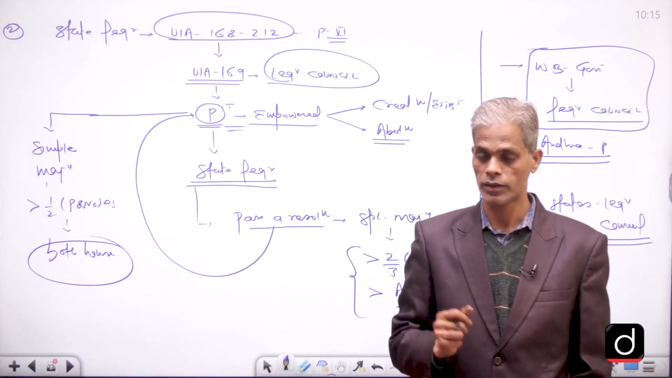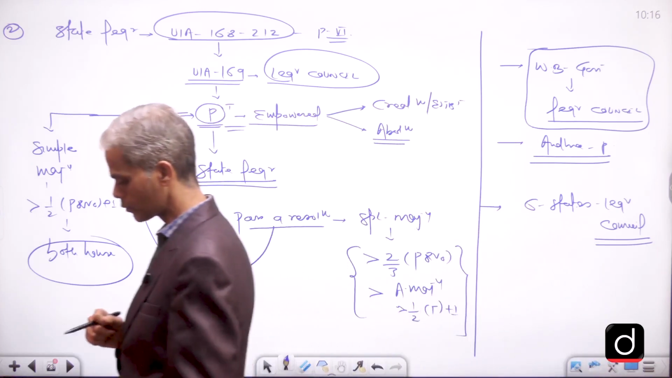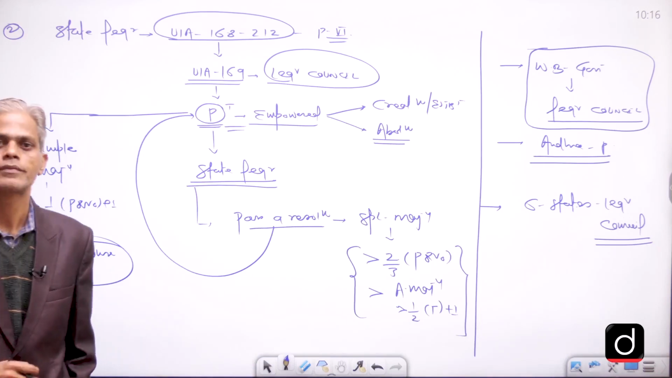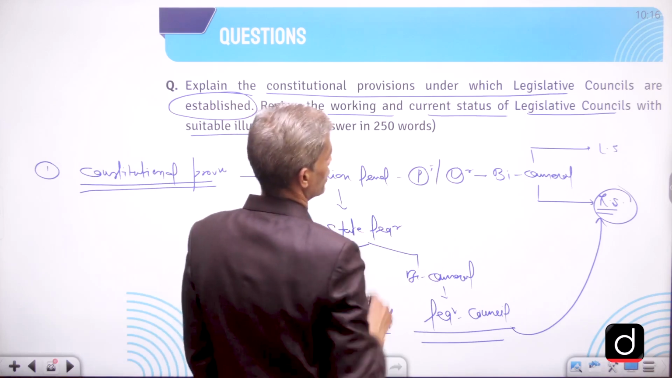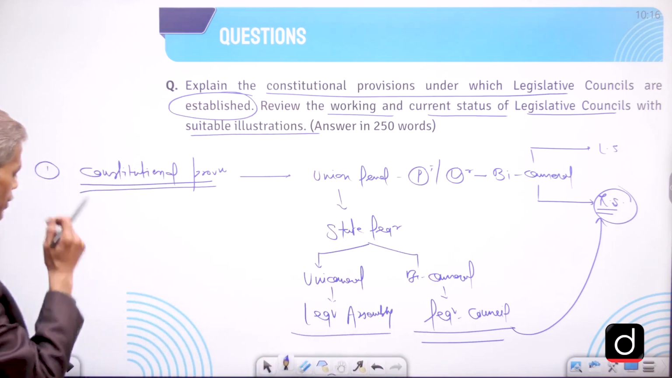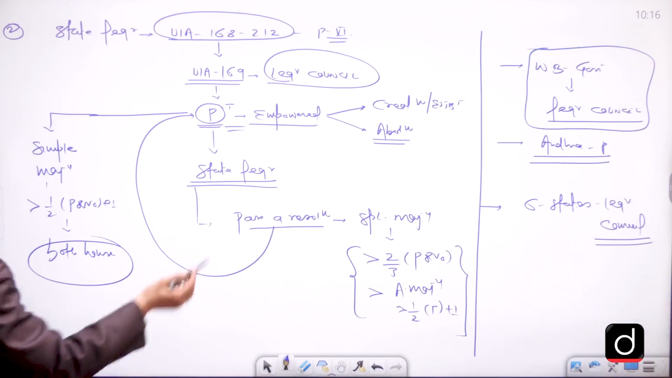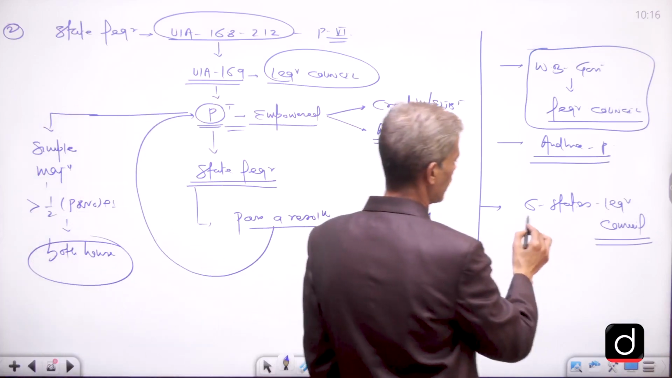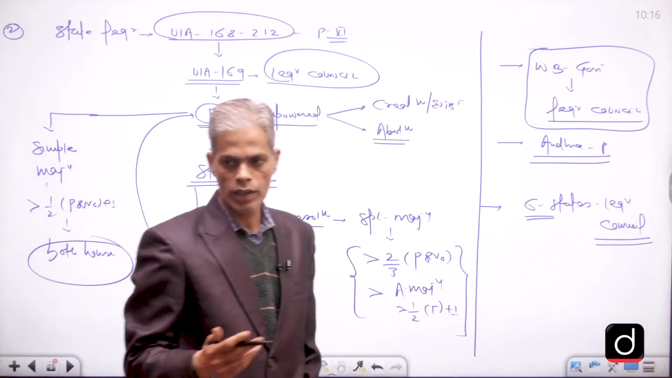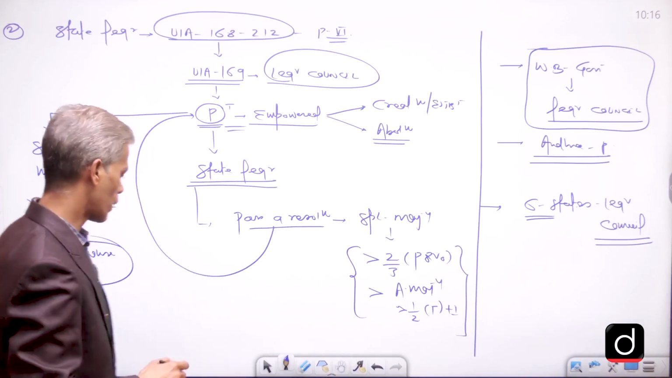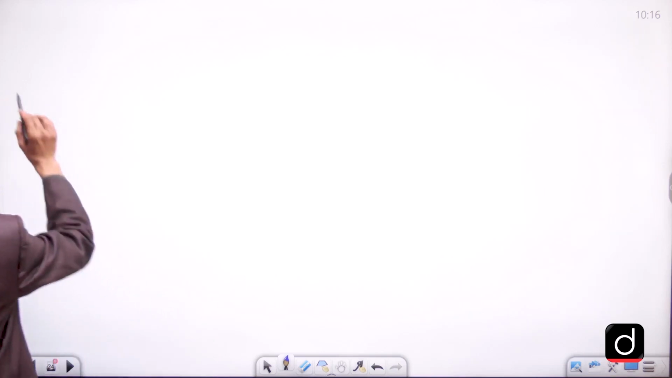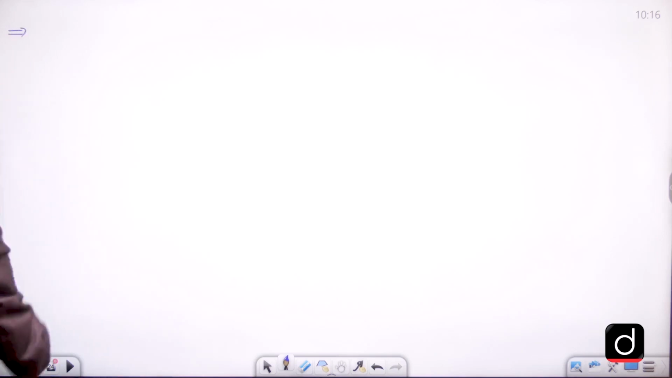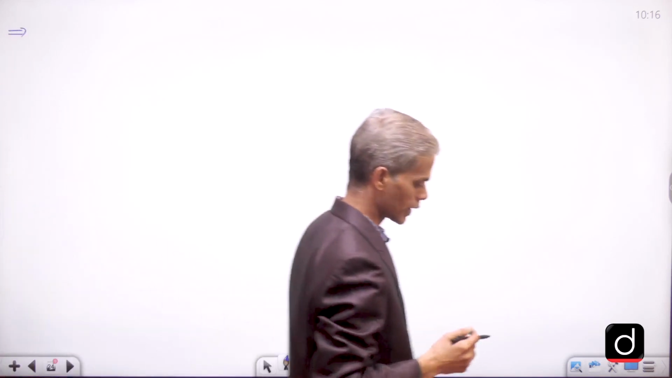But the main part which we need to answer is to review the working and the current status of the legislative councils with suitable illustrations. Illustrations we can give about West Bengal or the currently existing 6 states and so on. Now let's try to see the working, or why most of the states do not have one. For that we can take the example of working.